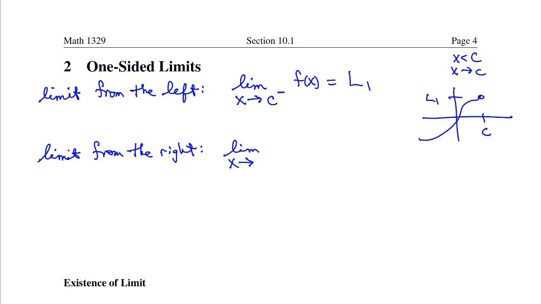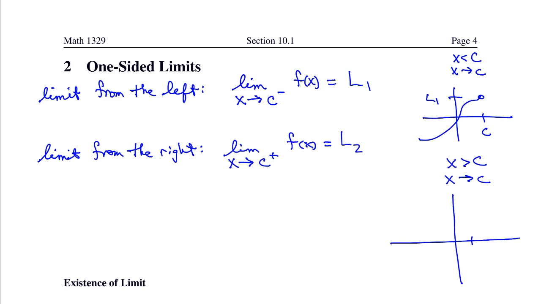How do you think the notation changes? Plus. Yeah, we're going to use the limit as x goes to c with a superscript of a plus. And we'll call this one L2. And of course this means that the x's we consider are bigger than c while still going towards c. So there it is, maybe, something like that. And it's L2.